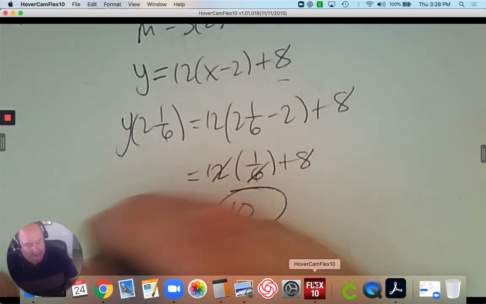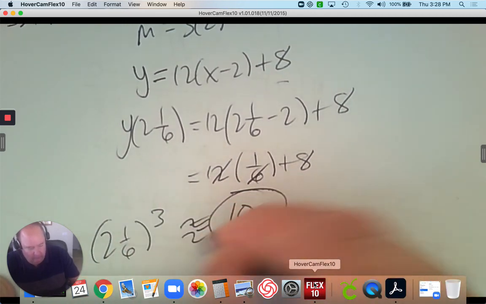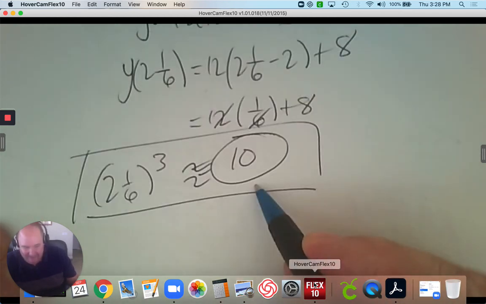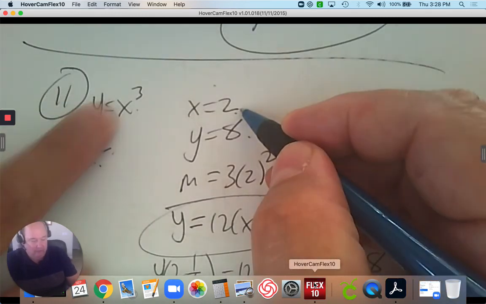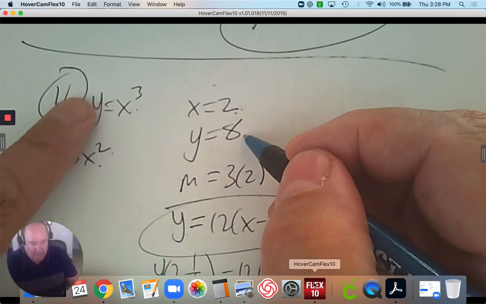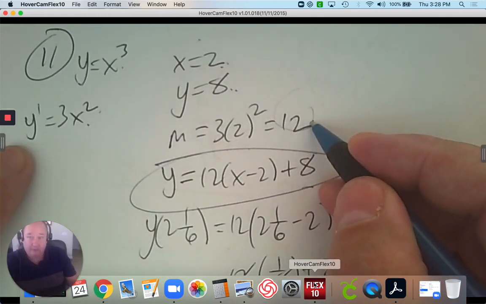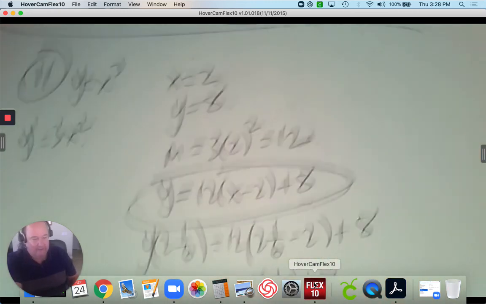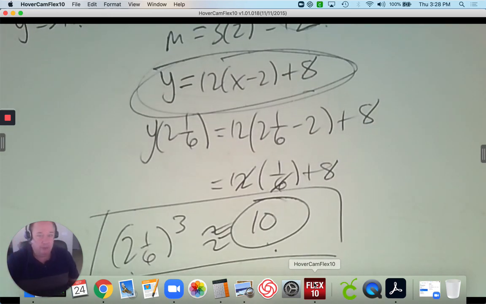So I was trying to estimate the value of 2 1/6 cubed. And the approximate value of 2 1/6 cubed is 10, using the equation of a tangent line, where we took an x value very close to 2 1/6, and then the y coordinate that goes with it, created a tangent line out of that, and the slope of the tangent line from the derivative. And then we use the tangent line instead to find that approximate value, instead of going 2 1/6 times 2 1/6 times 2 1/6.